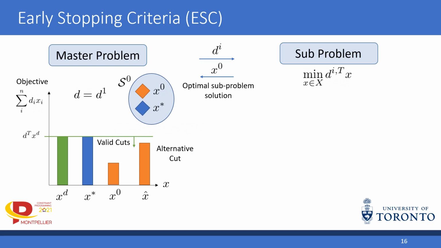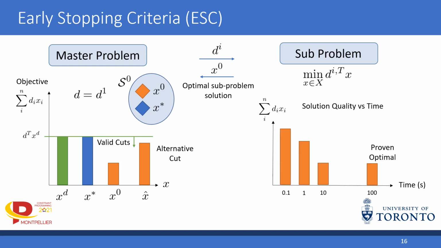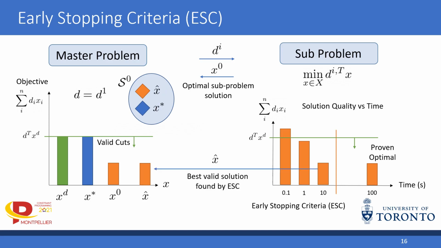And so what we propose is that once such a valid cut has been found, we limit the amount of time spent in the subproblem looking for a better solution. So if we look at a graph of solution quality versus time in the subproblem, it might look something like this. And so once we've found a solution that's better than xd at the given objective vector, we can define an early stopping criteria and return the best known solution up to this point without necessarily solving the subproblem to optimality every time.